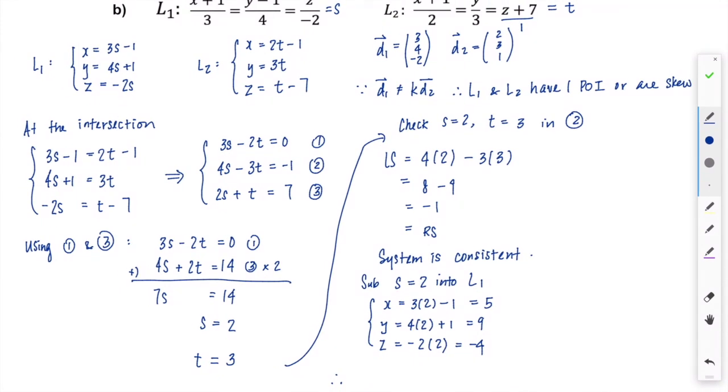Therefore, the lines intersect at the point 5, 9, and negative 4. And that's it.